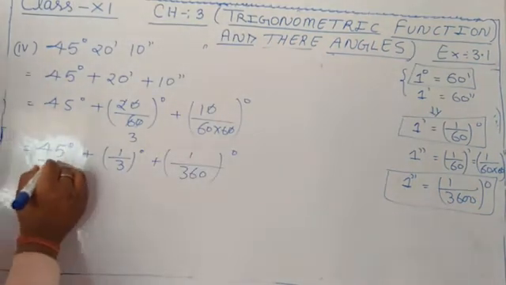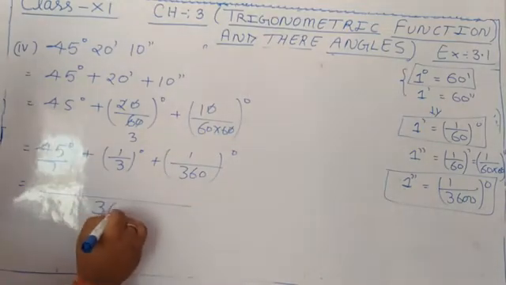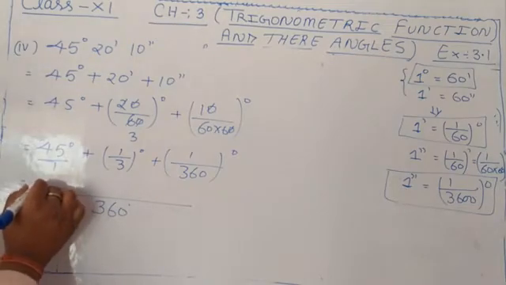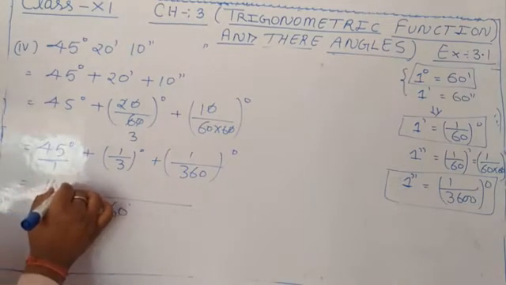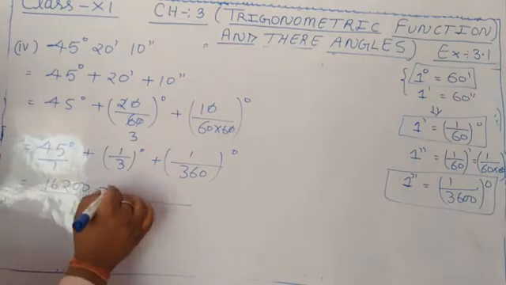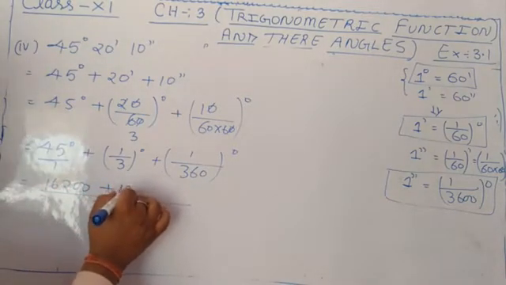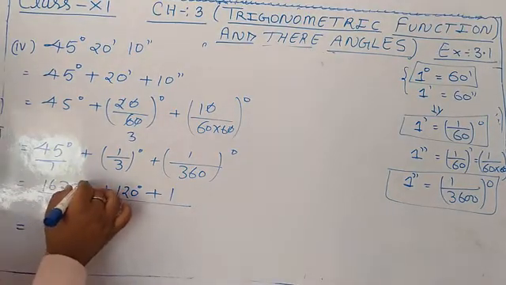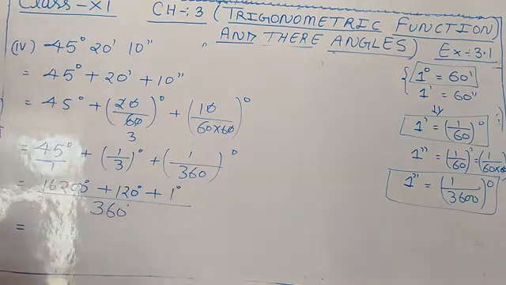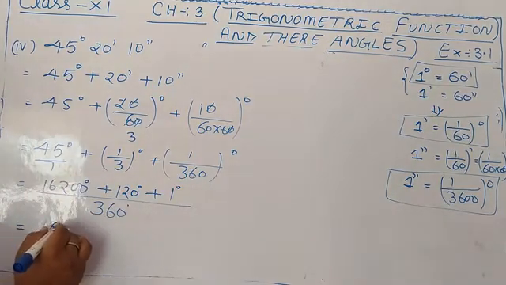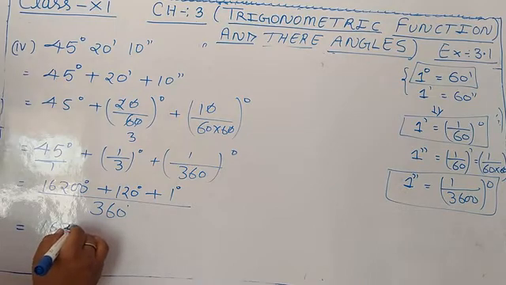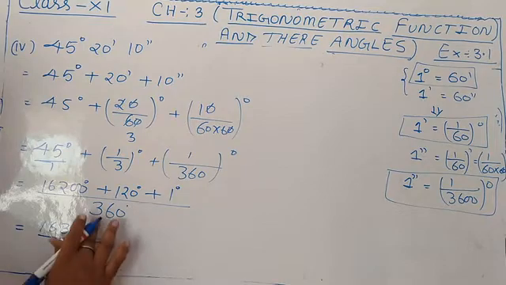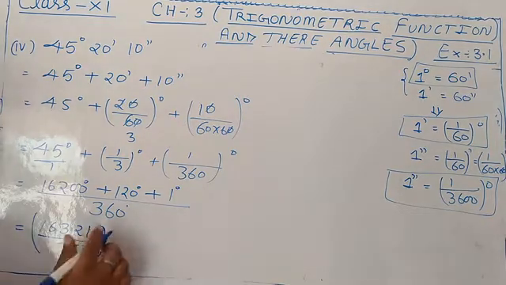Take the LCM. 360. 45 into 360 is also equal to 16,200 plus 120 plus 1. 16,200 degree plus 120 degree plus 1 degree upon 360 is also equal to 16,321 degree upon 360 in the form of, student, degree form.